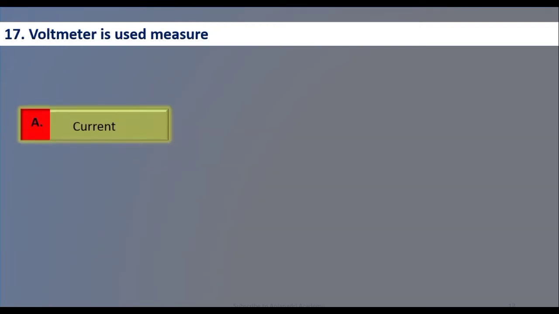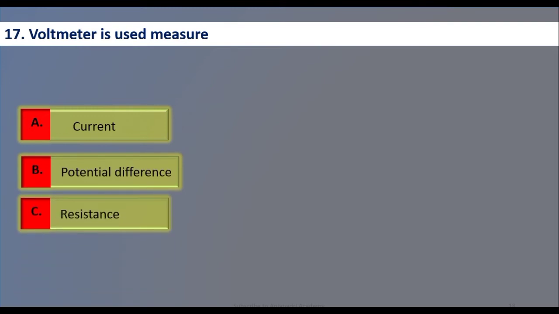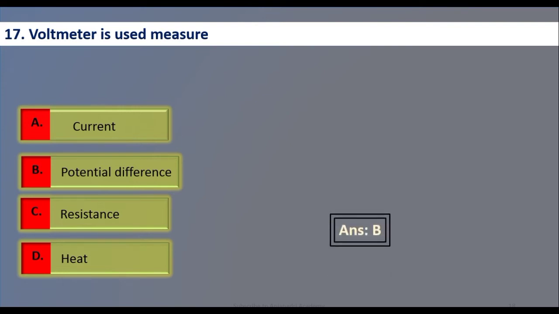Voltmeter is used to measure current, potential difference, resistance, heat. Yes, voltmeter is used to measure the potential difference. Option B is the right answer.